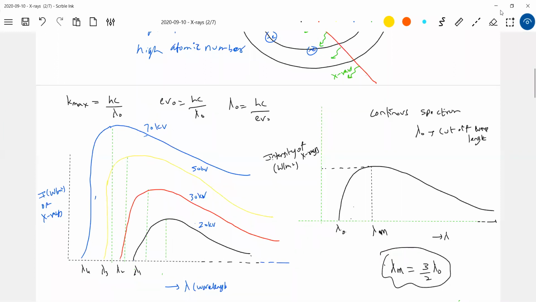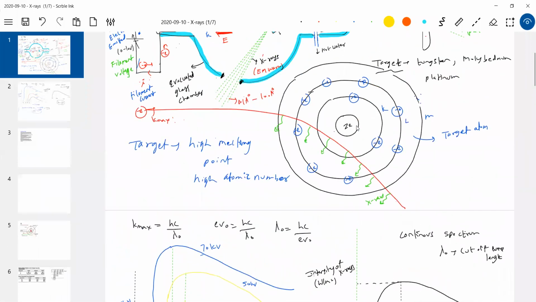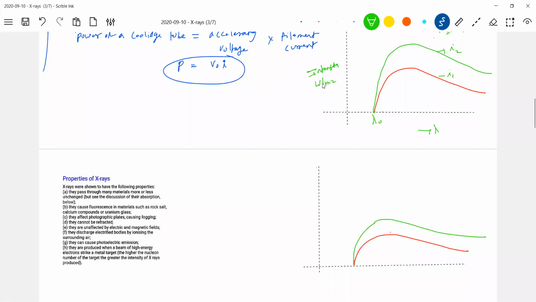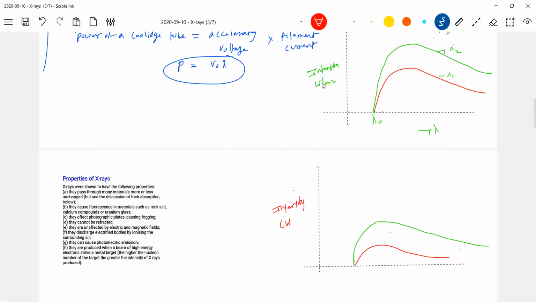Okay, now one more very important phenomenon is occurring here. This fast moving electron beam. Let me show like this. It will be easy for us to compare. This is the intensity. This is the wavelength. Cutoff wavelength will be as it is.